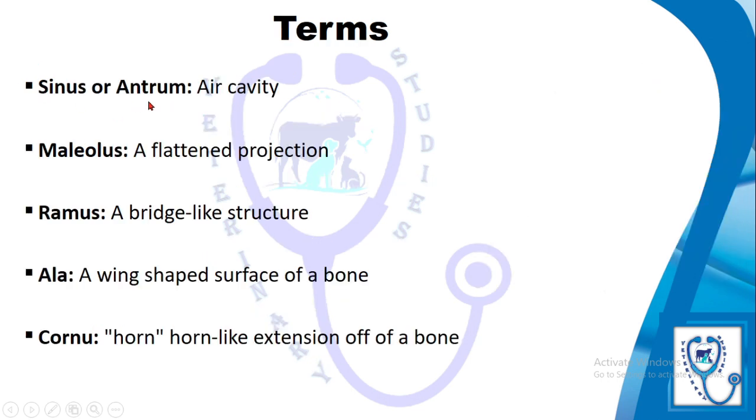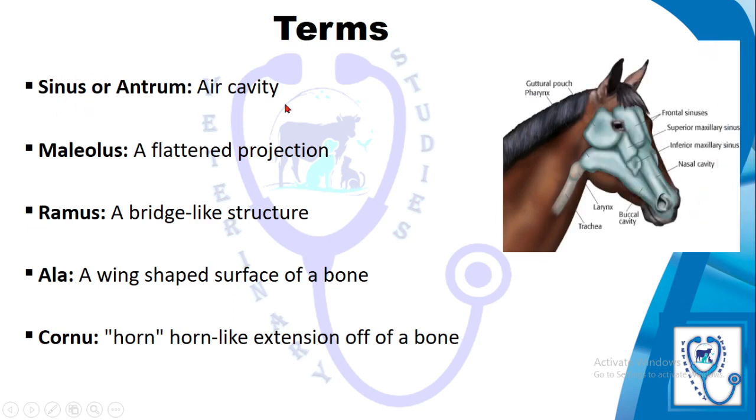Sinus or antrum. The term sinus denotes any air cavity. These are the sinuses which are found in the skull of an animal. The guttural pouch is a structure which is highly developed in equines, and the function of a guttural pouch is to cool down the blood while exercising or racing.